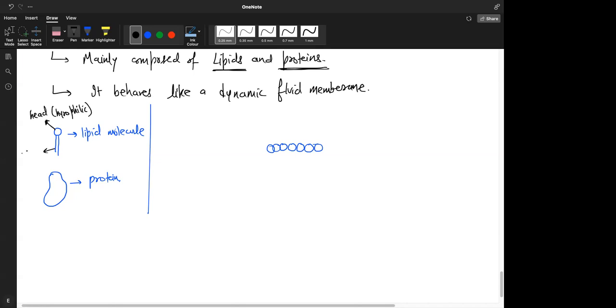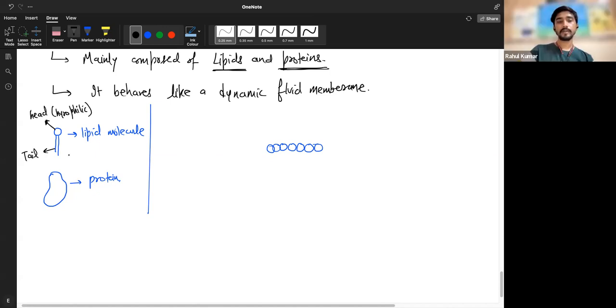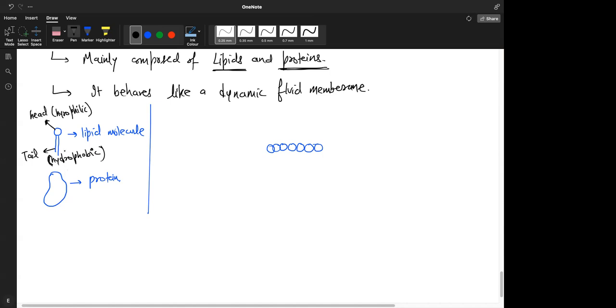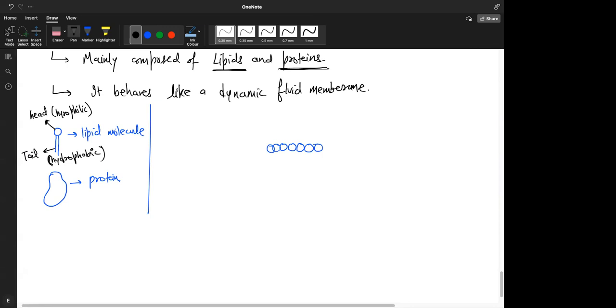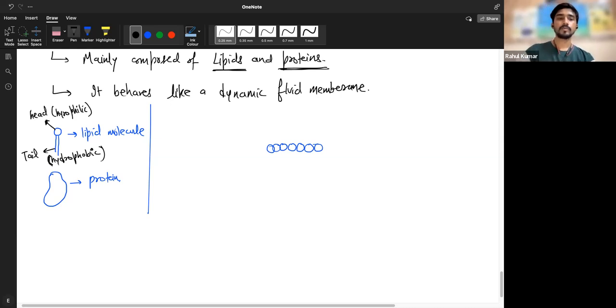Yes. And this is a tail. This is the tail of the lipid. Now tails are hydrophobic. What does this mean? Phobic or phobia means fear. Hydrophobia is a symptom that happens in many patients. Hydrophobia means fear of water. Very good. So the tail is hydrophobic and the head is hydrophilic. So these head molecules are arranged like this.